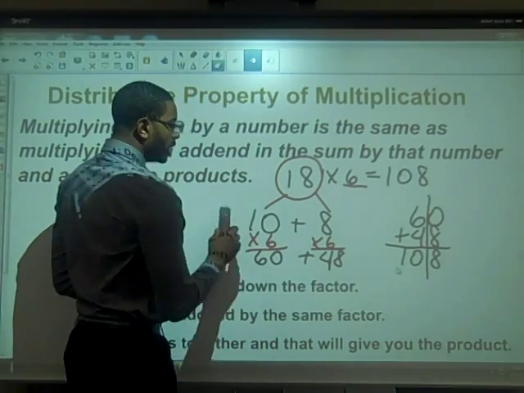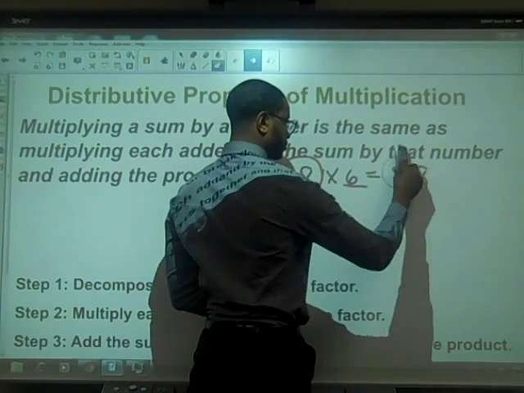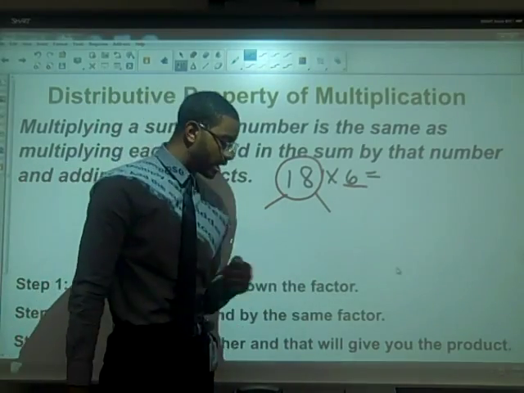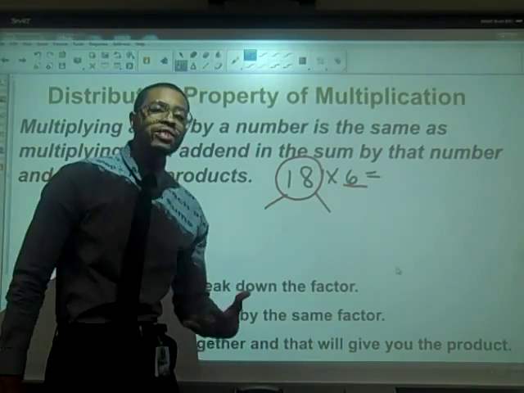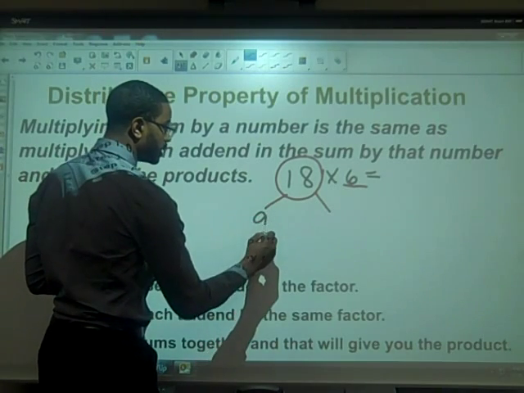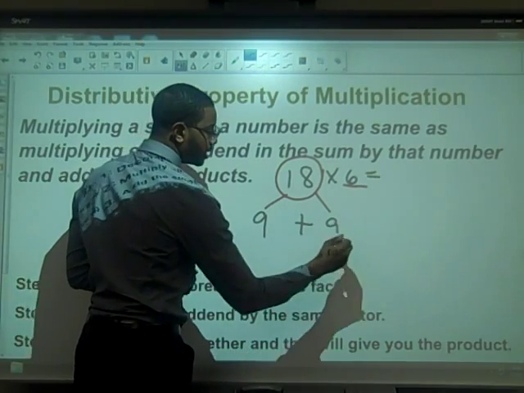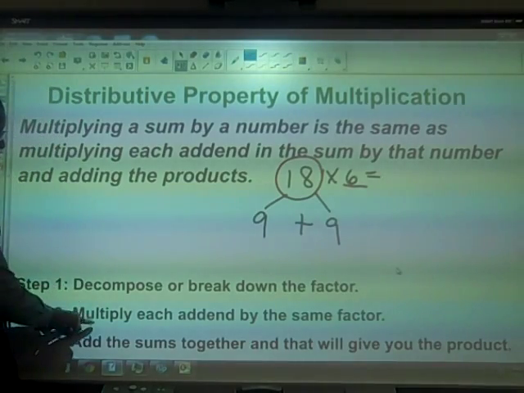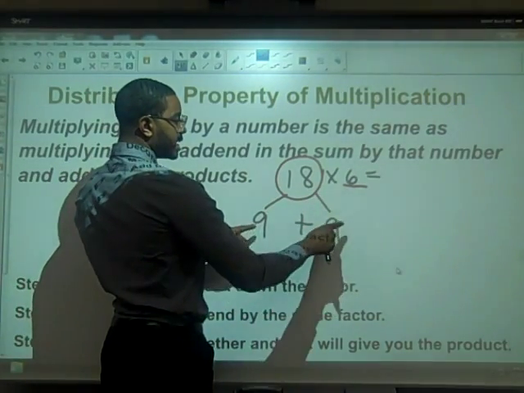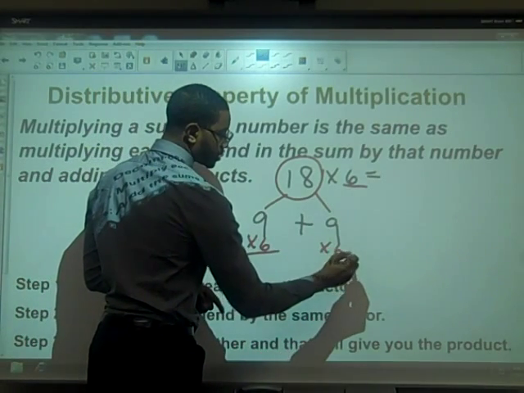Well, let's see if we break down 18 by adding 2 different numbers and see if we would get the same answer. When I broke down 18 in the previous example, I did 10 plus 8. Let me try breaking it down another way. What 2 other numbers can I add to get 18? Well, I can add 9 plus 9. 9 plus 9 gives us 18. Step 2, multiply each addend by the same factor. I need to multiply each of these addends by 6. So I have 9 times 6, and again, 9 times 6.